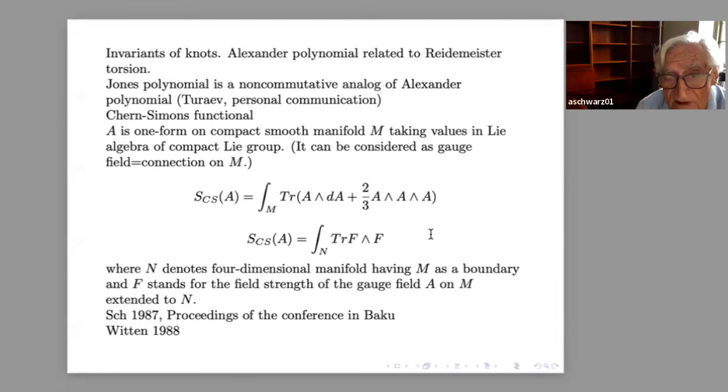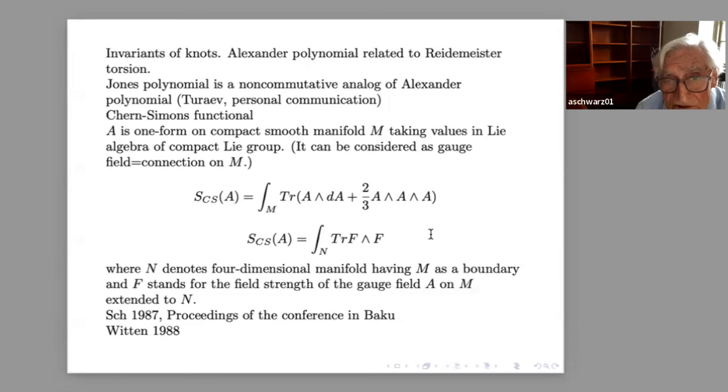However, there was an interesting development later. Namely, at some moment, Turaev, a Russian mathematician, came to me to explain that Atiyah-Singer torsion, Reidemeister torsion, is related to the Alexander polynomial of knots.